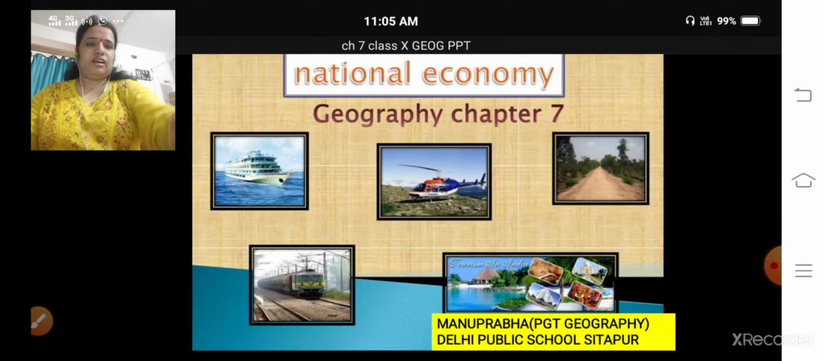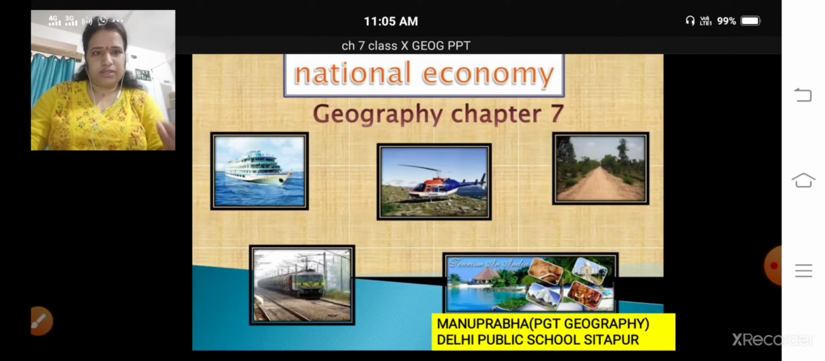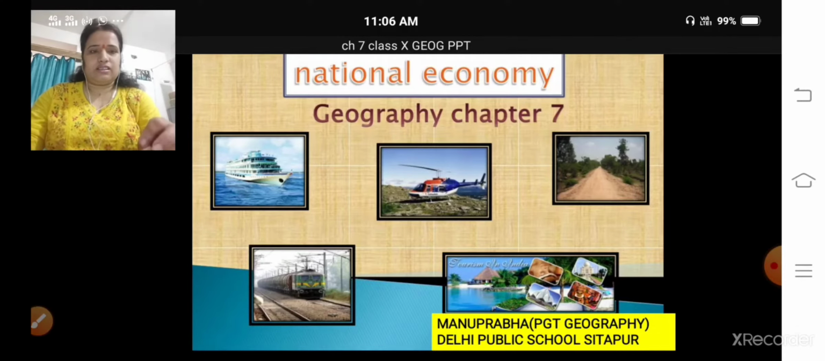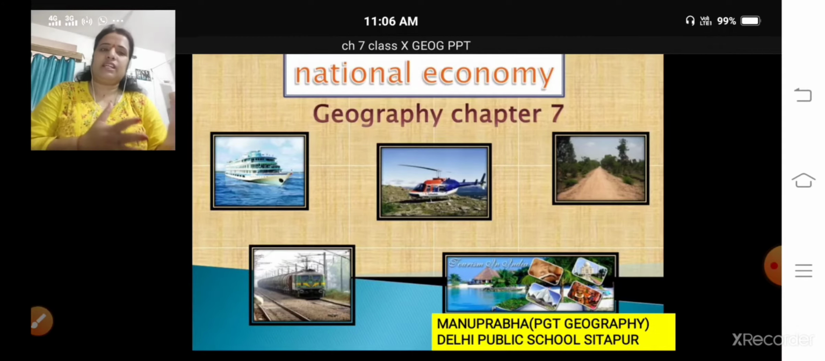See, from this very first slide, you can observe ship, train, road, and an airplane. So you now can come to one conclusion, or you can just imagine, or have an idea of all the things we will study in this chapter. Okay.